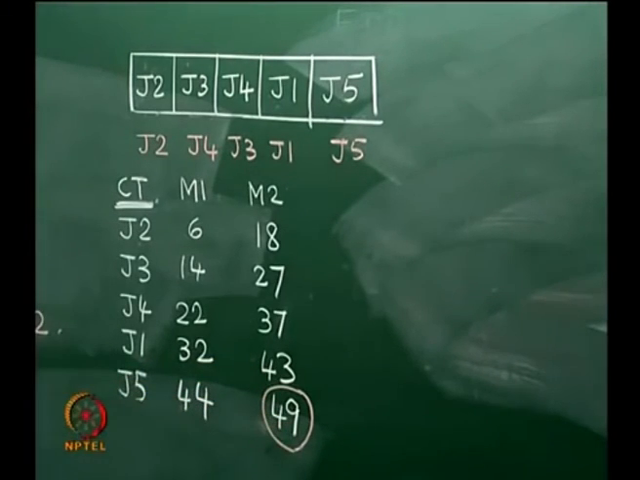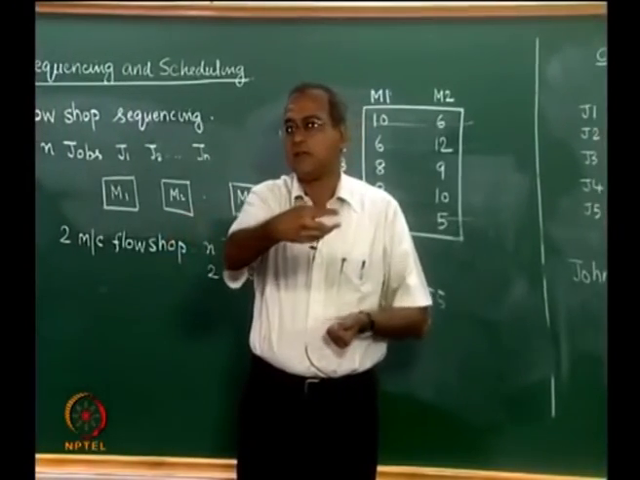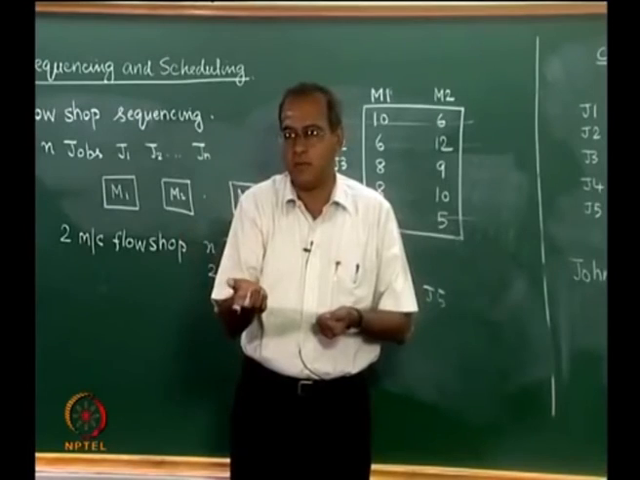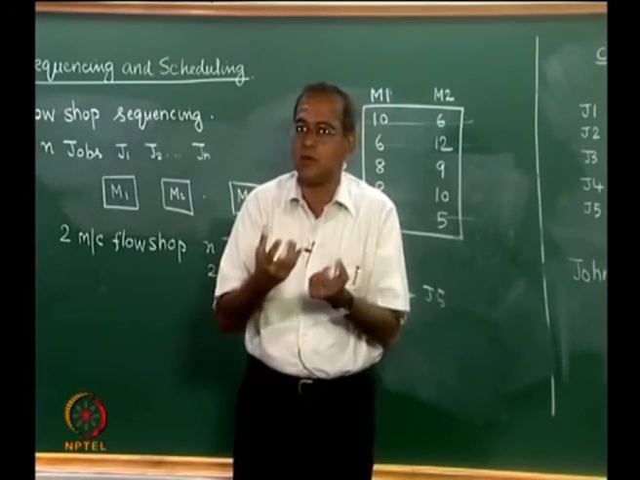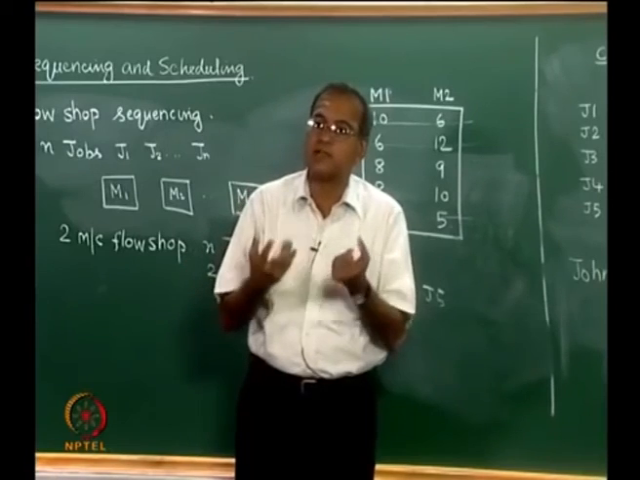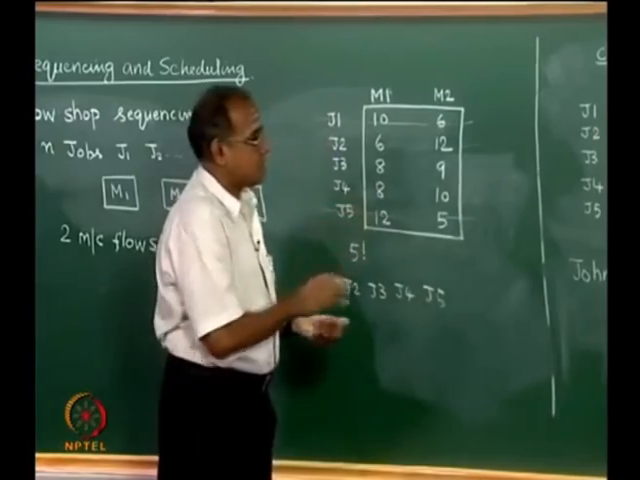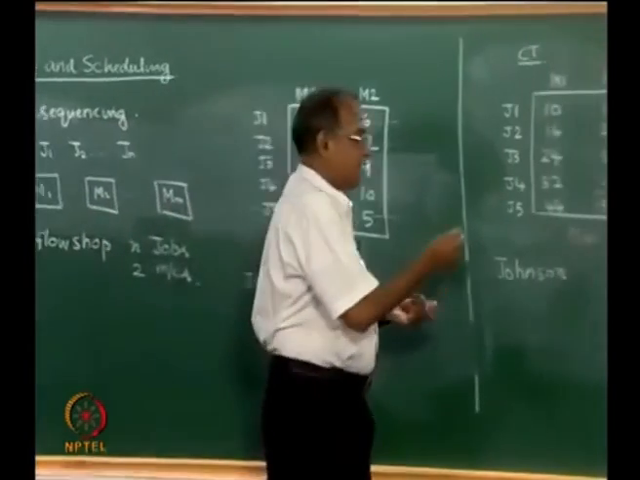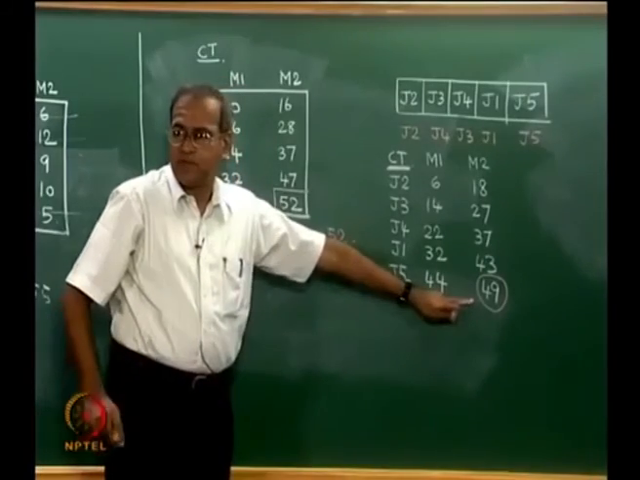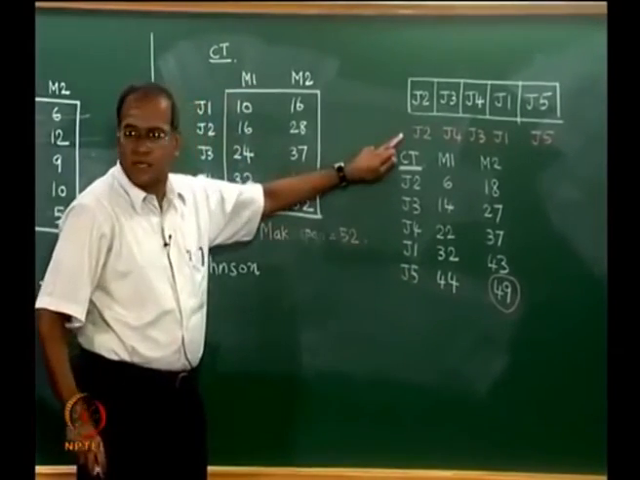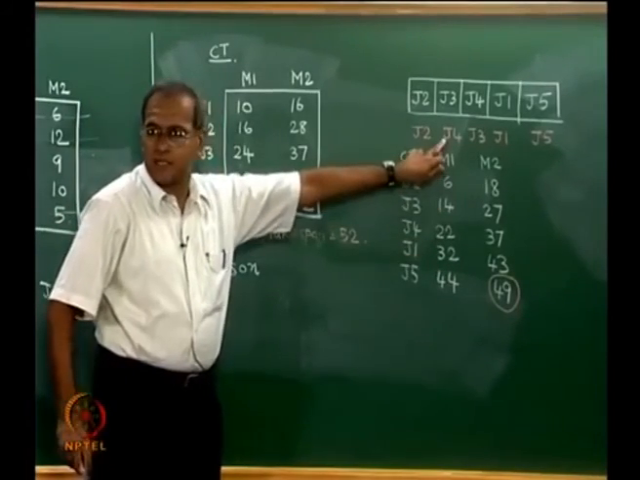So the make span increases due to two things, one is job waiting for the machine, the other is machine waiting for the job. It is only these two delays that make sequencing and scheduling problems important and difficult. So based on Johnson's algorithm, we got this sequence, we got the make span to be 49, but we also got another sequence here. So, we will quickly try and compute the make span for the other sequence.